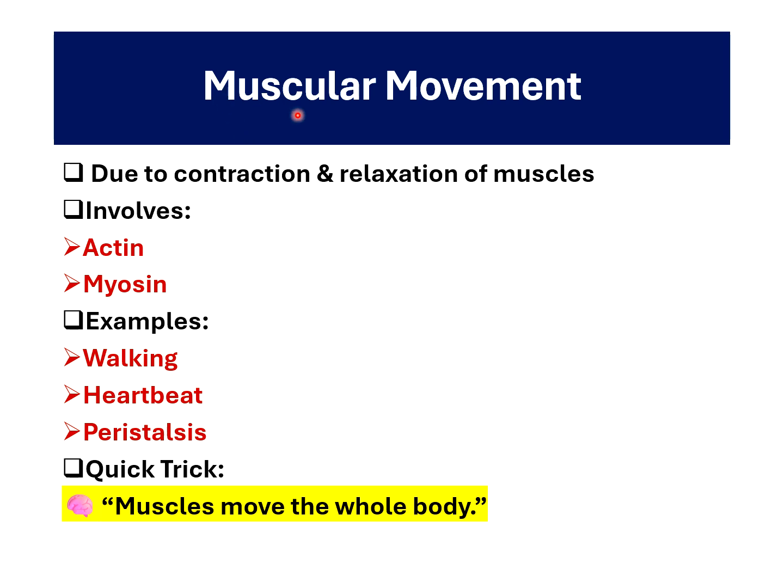The fourth type of movement is muscular movement. Now, muscular movement is due to contraction and relaxation of muscles and it involves actin and myosin. Examples of muscular movement are walking, heartbeat, peristalsis. Okay, now these muscles help in moving the whole body, right?